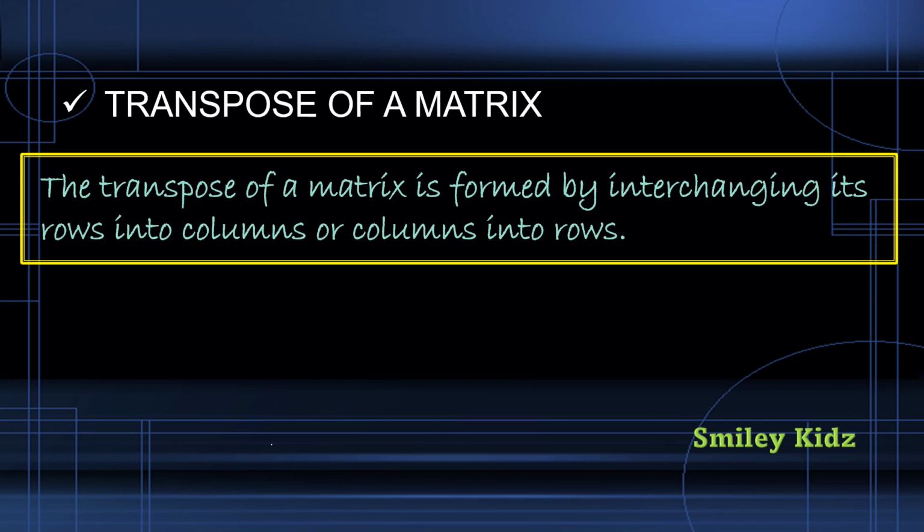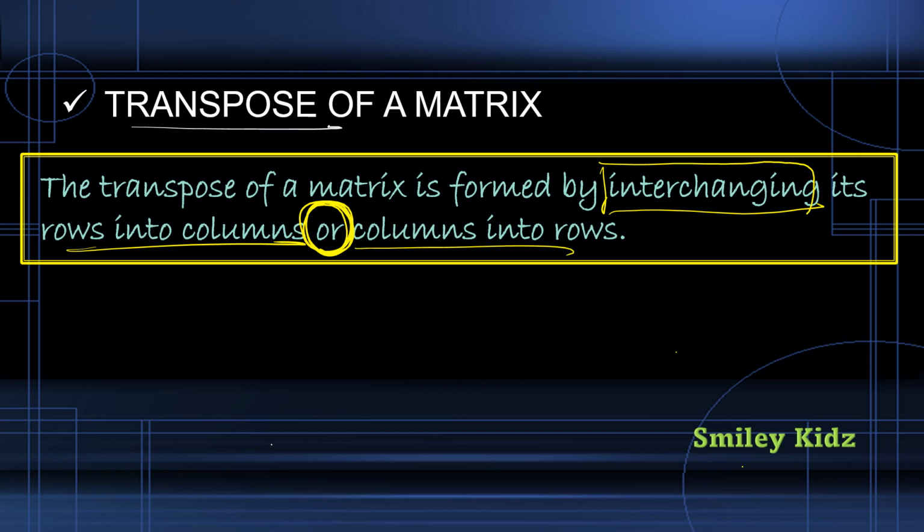Now let's look into the topic: transpose of a matrix. Well, it is formed by interchanging rows into columns or columns into rows. If you do rows into columns or columns into rows, it will be one and the same. Let me show you how a transpose of a matrix is obtained.